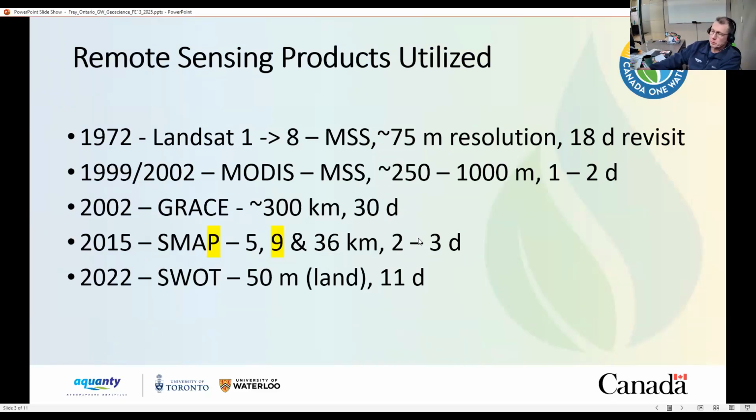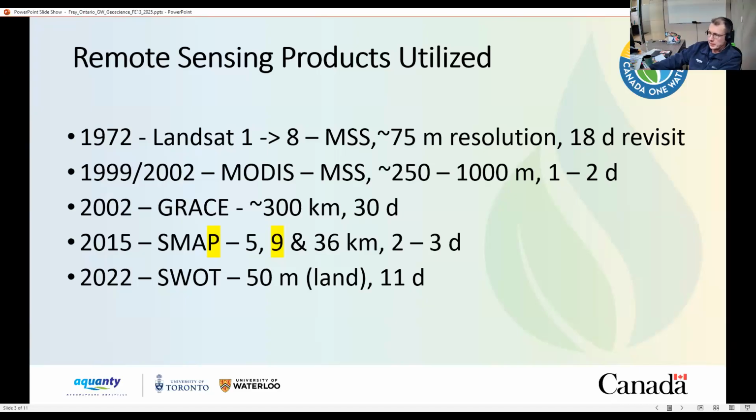So the remote sensing products that we're going to discuss their application of today, there's 5 of them. The first is Landsat. So Landsat was launched in 1972, and it's given us pretty consistent Earth imagery since then. It has about an 18-day revisit time and operates on various spatial resolutions, but on average, the multispectral sensor is about 75 meters. We also use MODIS data.